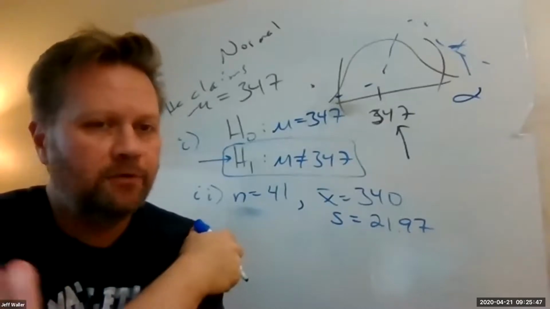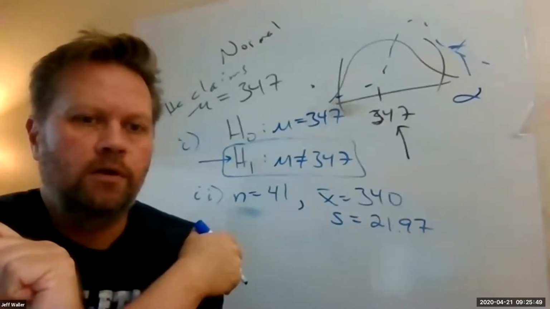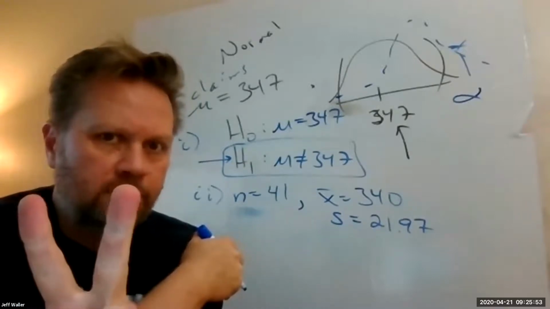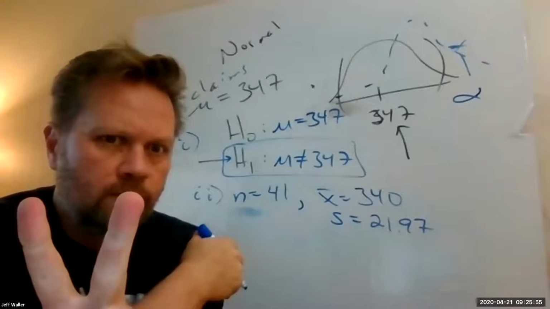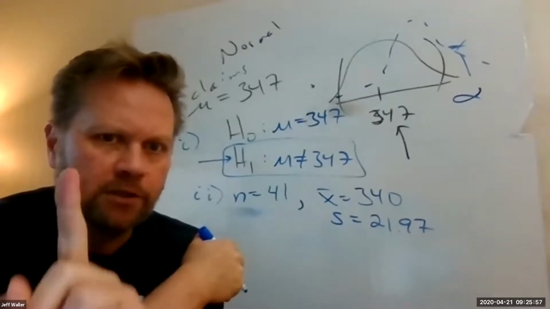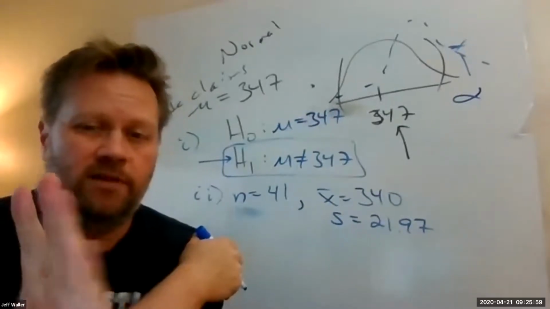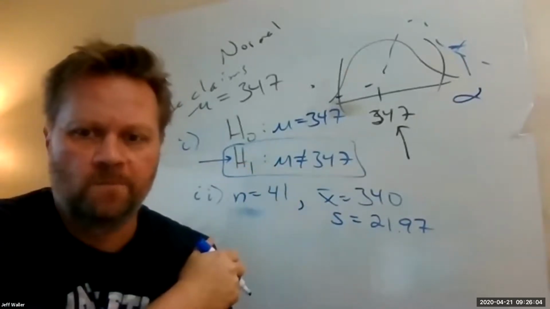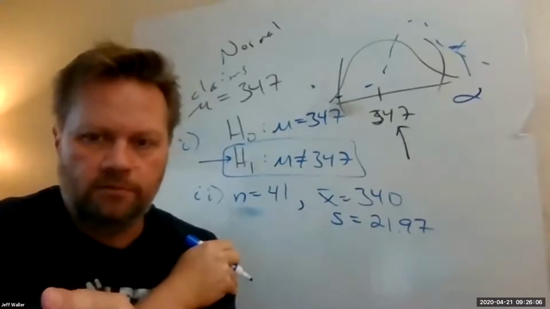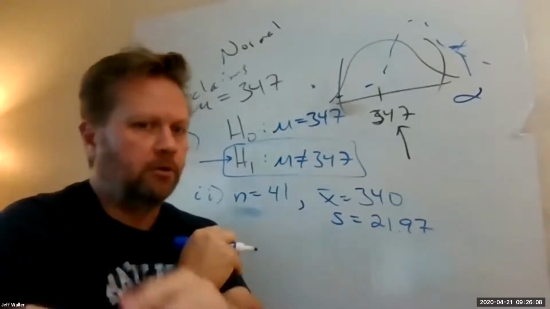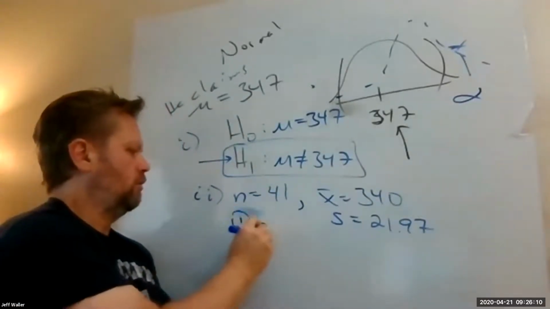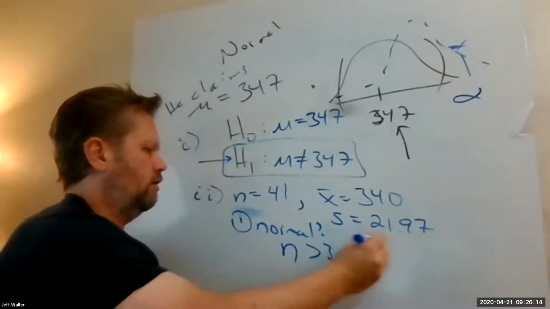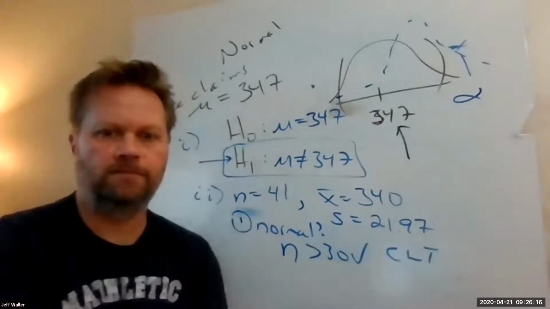So the second step really is, am I allowed to do something, and what is it that I'm allowed to use? So what do I check to make sure that I can do something? What has to be true before I can do something? So it's got to be normal. Is it normal? Yes, n is greater than 30. Go ahead and do it.